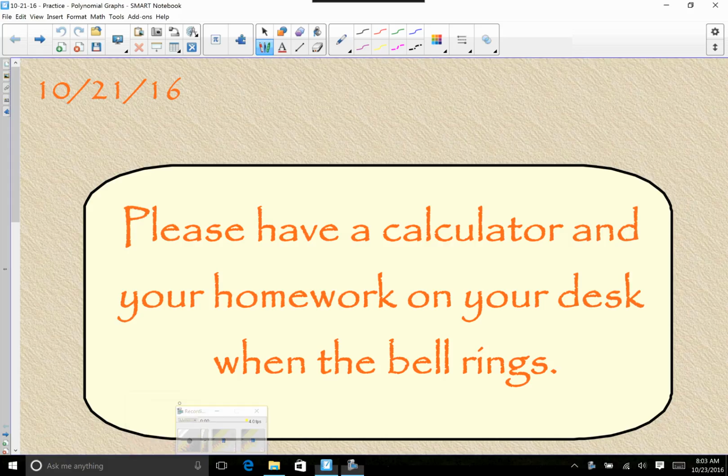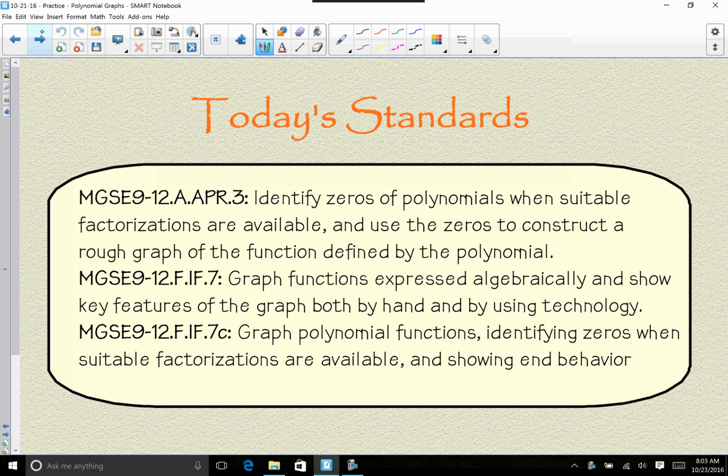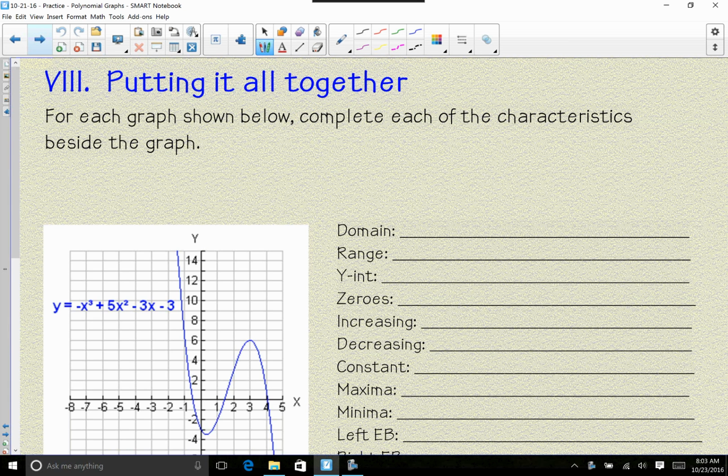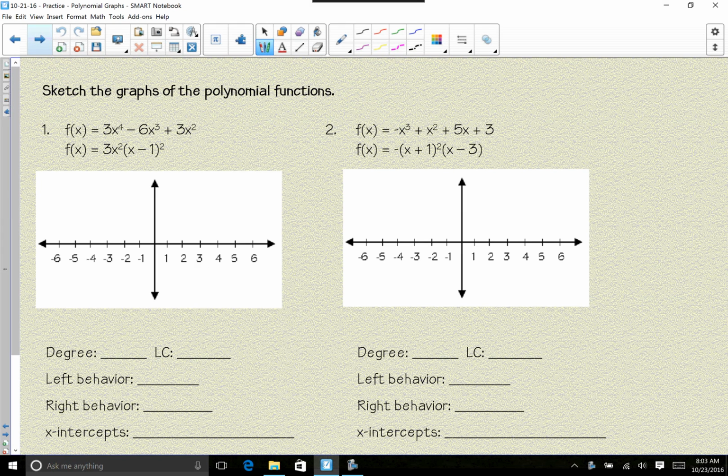Hi guys, so we're going to go through the practice sheet that we did in class on Friday that I told you guys to work on over the weekend.